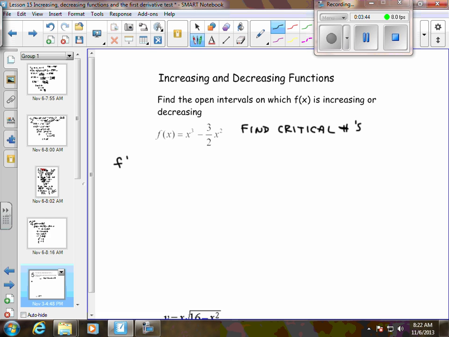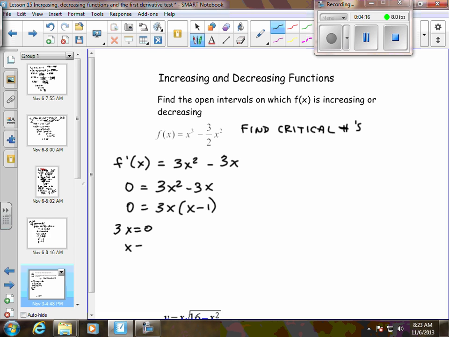The derivative of this function will be 3x squared minus 3x. Now I determine where the derivative is equal to 0 and where it's undefined. By setting it equal to 0, I can factor out a 3x, which leaves x minus 1 as the other factor. Setting each factor equal to 0, I find that there are two critical numbers, 0 and 1.